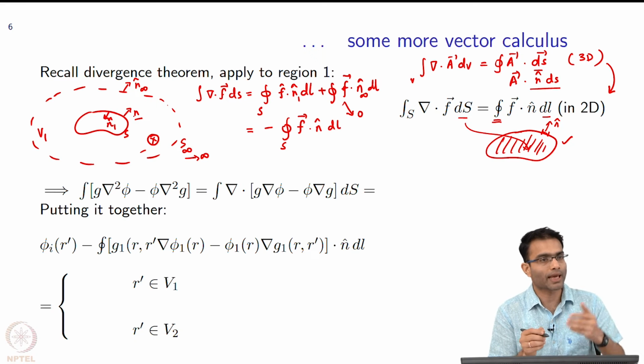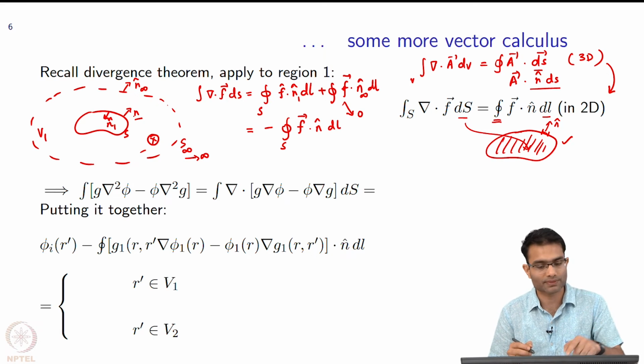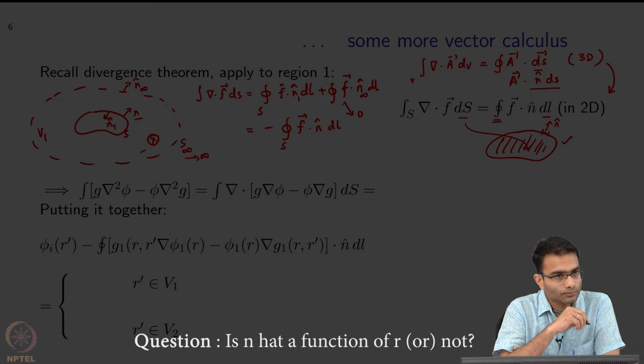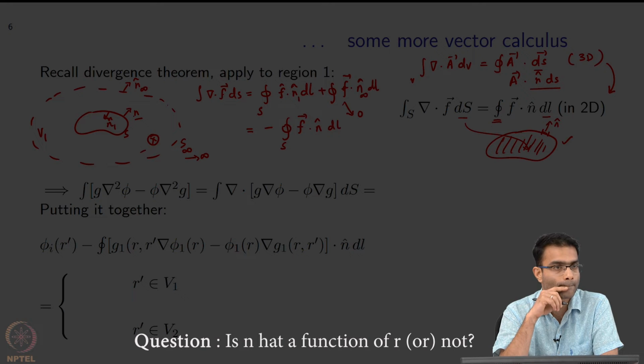I am going to choose N. N is the inward normal, that is why there is a minus sign. When we define N hat, it is as a function of R, as a function of where the boundary is. Everything you finally have to write in R. So, at the positions of the boundary it has some value.